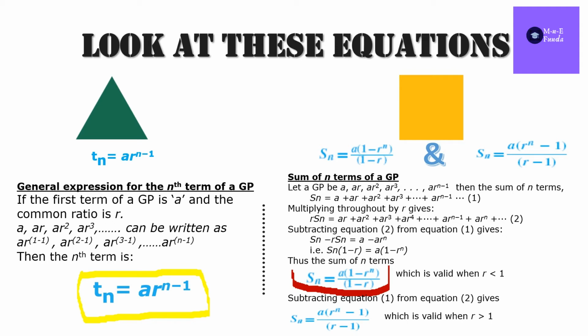And now, subtracting equation 1 from equation 2, we will get the result Sn equal to like this, which is valid when R is greater than 1. So, when whole numbers are given in the series, we will use this second formula. And if the common ratio is a fraction, we will use this equation. So it is very important you remember these two formulas to solve any geometric progression problem.